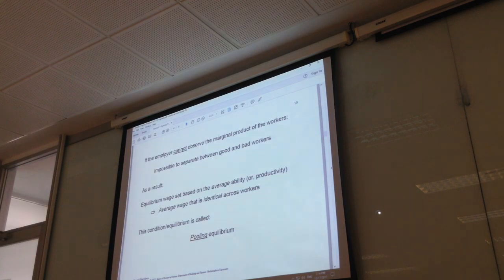But if we have imperfect information, then it would be impossible for the employer to separate between the good and bad job applicants or workers. In this case then, same as the insurance premium, the equilibrium wage will be set based on the average ability or quality or productivity. Average wage means the same wage across workers. Good or bad, same wage. Does this happen in the real world? Does it happen?